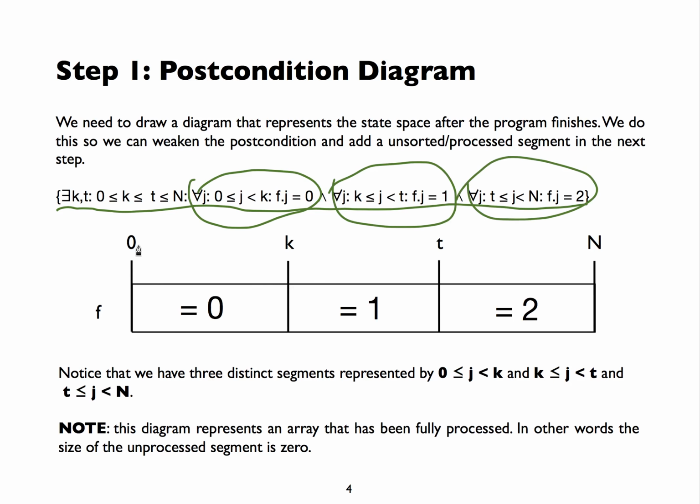So where j is between 0 and k, well, that's all the zeros. Where j is between k and t, well, that's all the ones. And where j is between t and n, that's all the twos. And that's the first step along the way in using an invariant diagram. Just literally draw a diagram that represents your post condition.